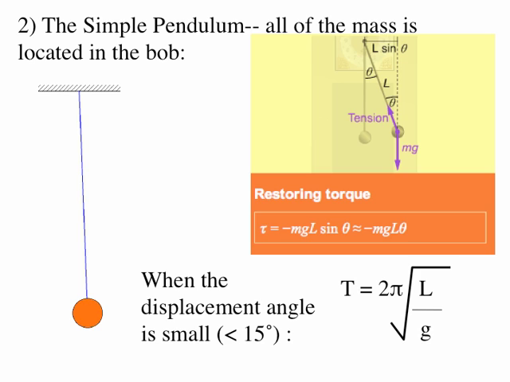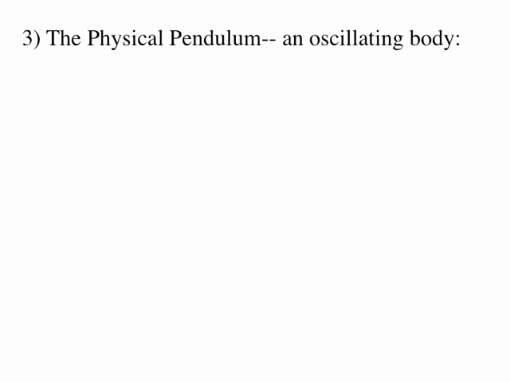Now if we're talking about larger angles of displacement, then we have to factor in the sine of theta, so we would get the period would equal 2 pi square root of L sine theta over g. But for the most part, if we're talking about a simple pendulum, we're assuming that we have a relatively small initial displacement. The third kind of simple harmonic motion we're going to look at is the physical pendulum.